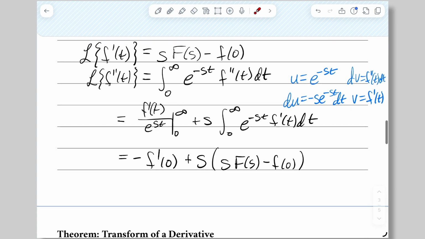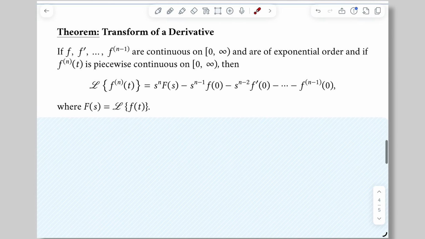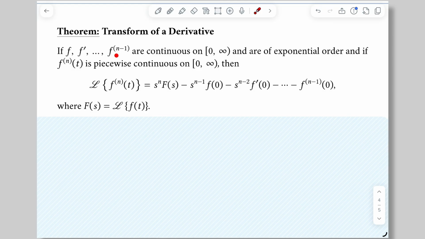This gives us a formula that we can generalize. If f, its derivative, and all the way to its n minus first derivative are continuous on the interval from 0 to infinity and of exponential order, and if the nth derivative of f is piecewise continuous on that interval, then the Laplace transform of the nth derivative of f has the form s to the n times F of s minus s to the n minus 1 times lowercase f of 0, all the way down to minus the n minus first derivative of lowercase f at 0.